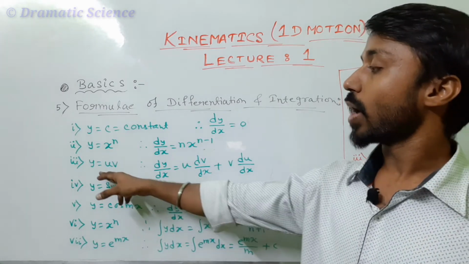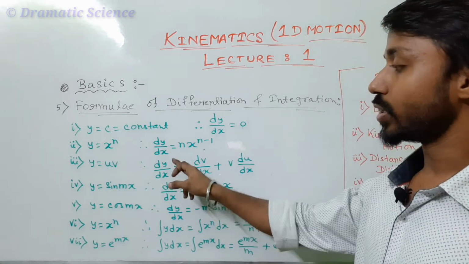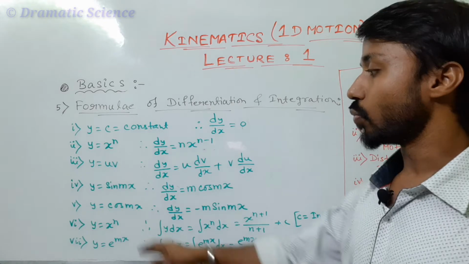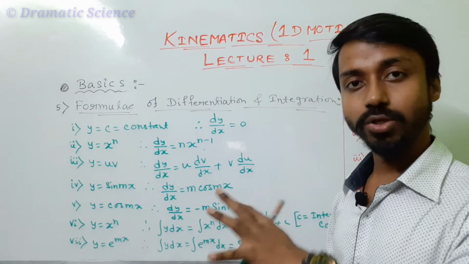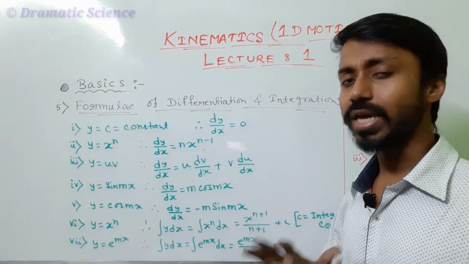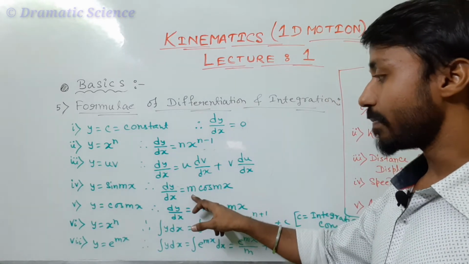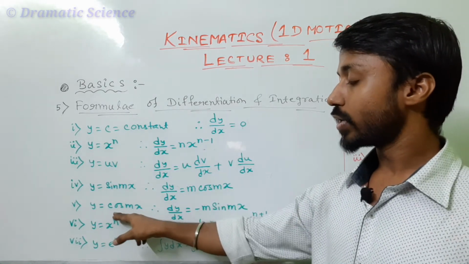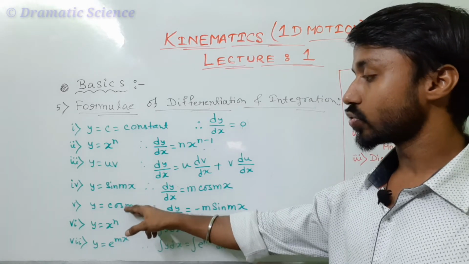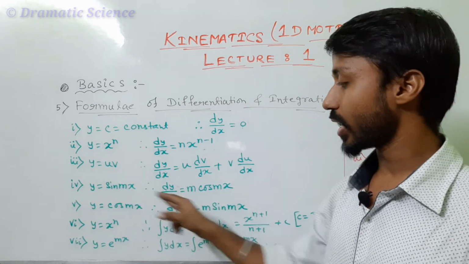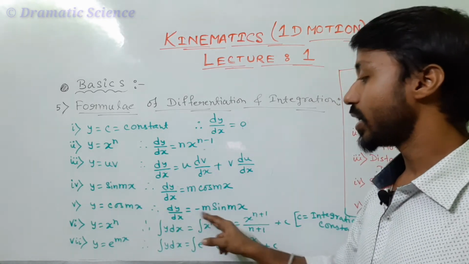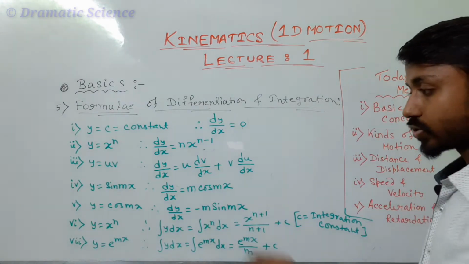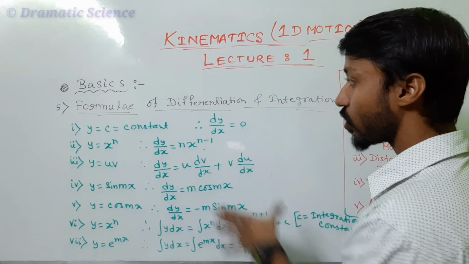Okay, y equals u into v, so dy/dx will be u into dv/dx plus v into du/dx. y equals sin mx, where m is any constant like 2, 3, 5, pi, etc. So dy/dx will be m, and sin will be converted into cos mx. Next, y equals cos mx. Meaning m comes out, the constant comes out. See, m came out, and cos is converted into minus sin, so minus m sin mx. So these, 1 to 5, are the basic formulas of differentiation.